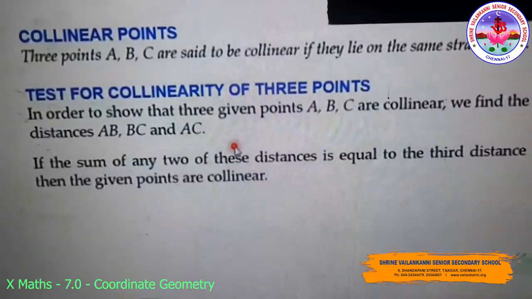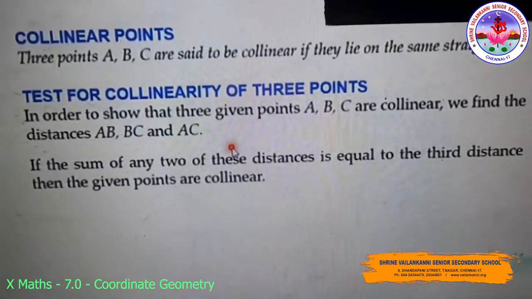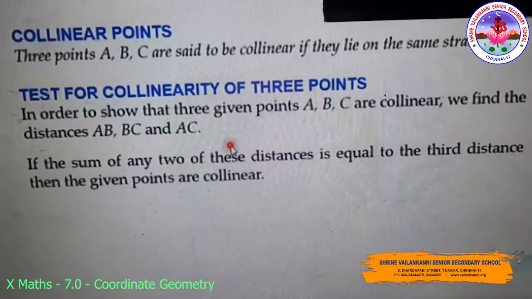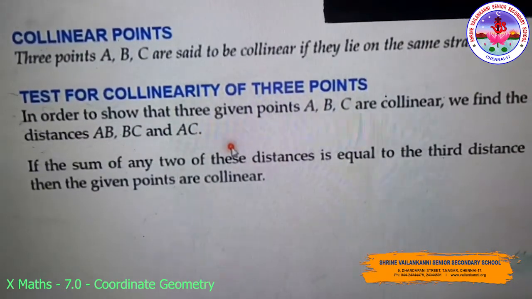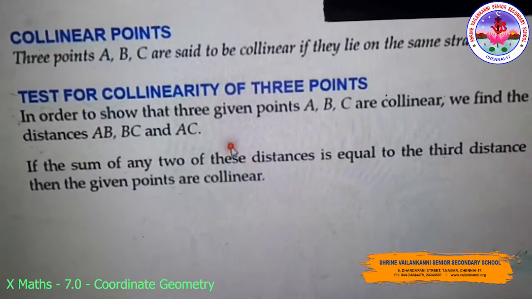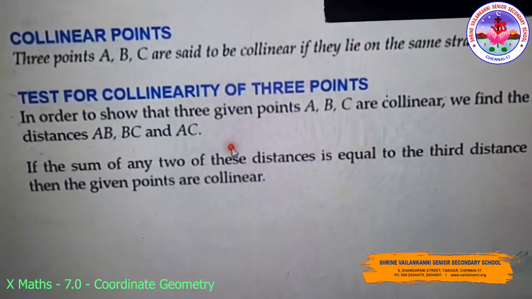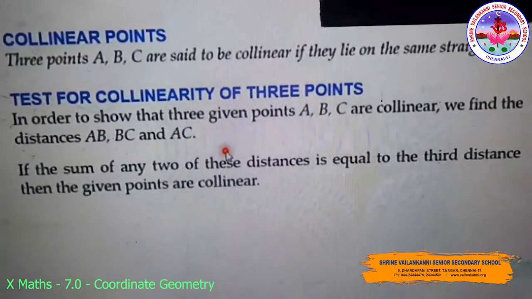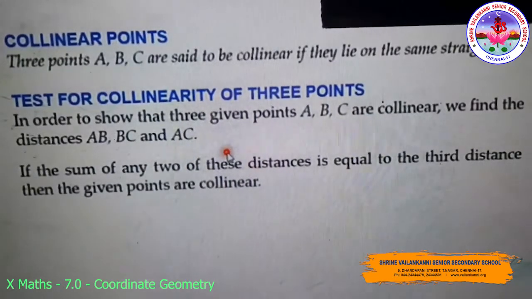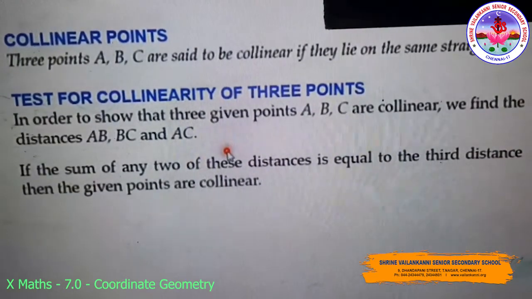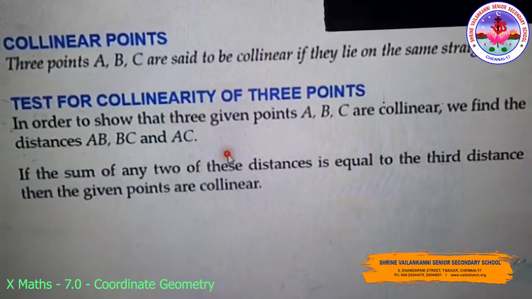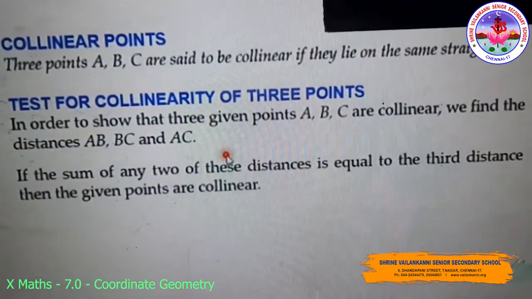Now we will talk about collinear points. 3 points A, B, C are said to be collinear if they lie on the same straight line. So we need to check the test for collinearity of 3 points in the coming problem. In order to show that the 3 given points A, B, C are collinear, we need to find the distances AB, BC and AC. If the sum of any two of these distances is equal to the third distance, then the given points are collinear.